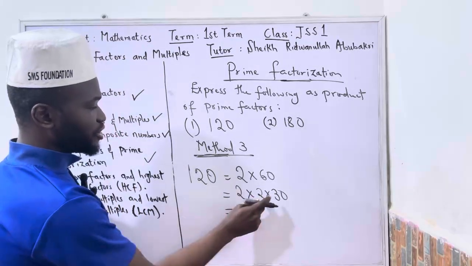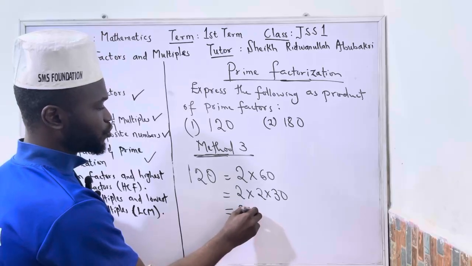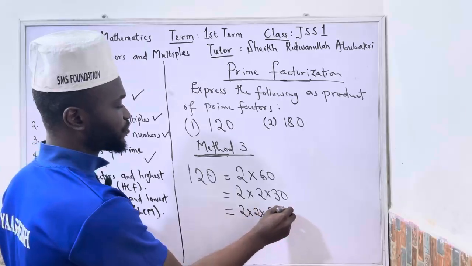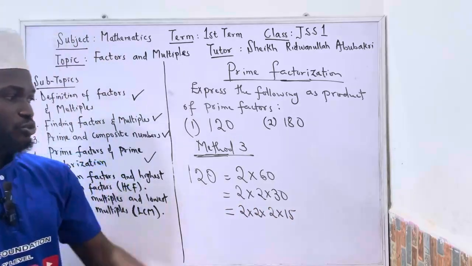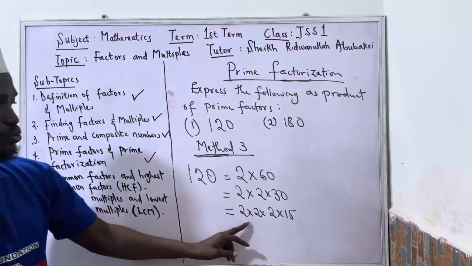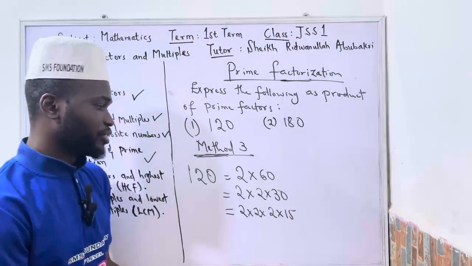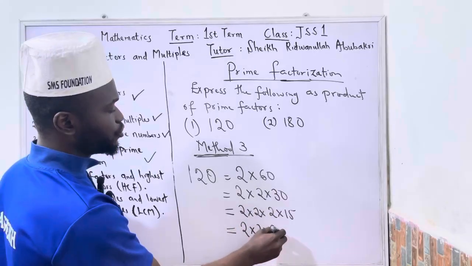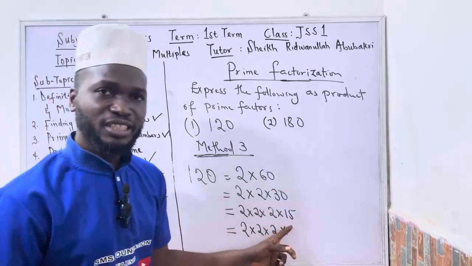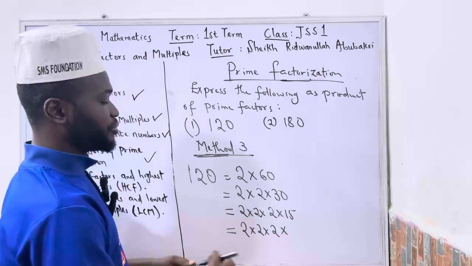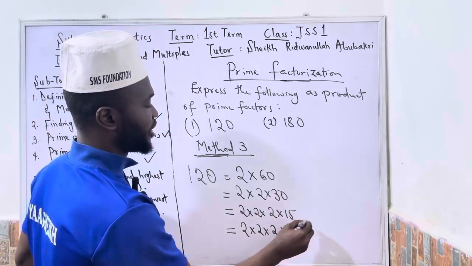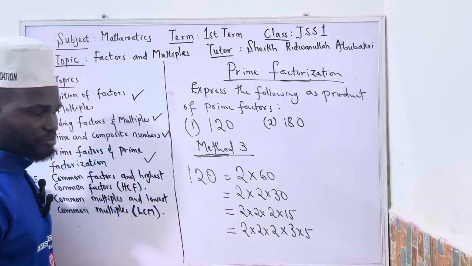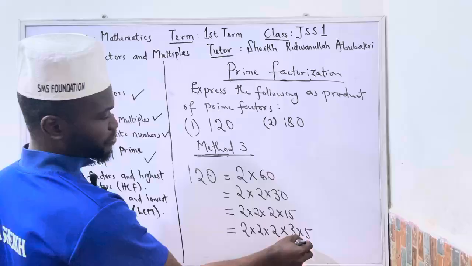So repeat these 2 and 2, write them out. 2 times 2. But the 30, you still need to break as 2 times 15. So 2 times 2 times 2 times 15. Very good. Next, 2 times 2 times 2 times, now 15 is still not a prime number. You can break it as 3 times 5. Now everything here is prime. So this is my answer.